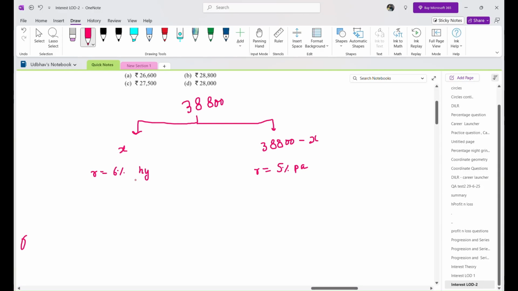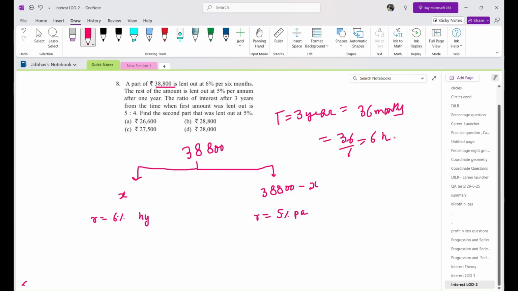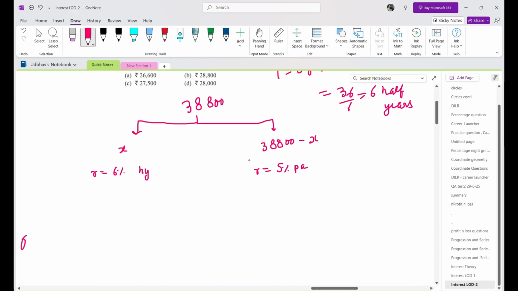So for however time this was lent out, this will be minus 1 of that because we first gave this x and after we waited for 1 year, we gave away the rest. So the maturity time for this will be 1 year less than this. We'll just keep in mind. Next we are given the ratio of interest after 3 years. So we are given the total time is 3 years, which is 36 months, which also equals 36 upon 6, 6 half years. So the total time is 3 years from time when the first amount was lent. So for 6 half years this was lent.